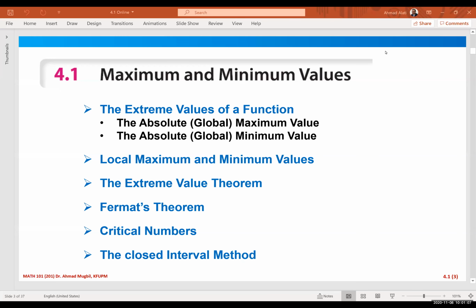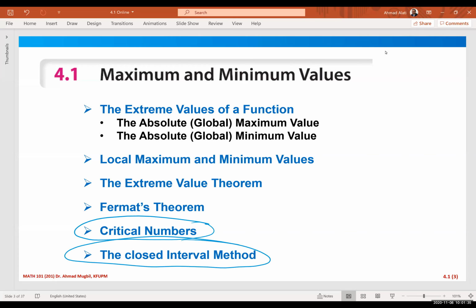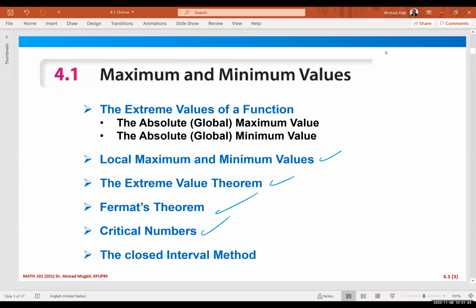Maximum and minimum. We also have absolute or local, global or local, maximum and minimum values. We have two important theorems here, the extreme value theorem and Fermat's theorem. And finally, the two most important parts of this section are the last parts: the critical numbers, what they are and how to find them, and how to use the closed interval method to find the absolute minimum and absolute maximum. I think we have achieved these objectives in the previous class, if you remember.